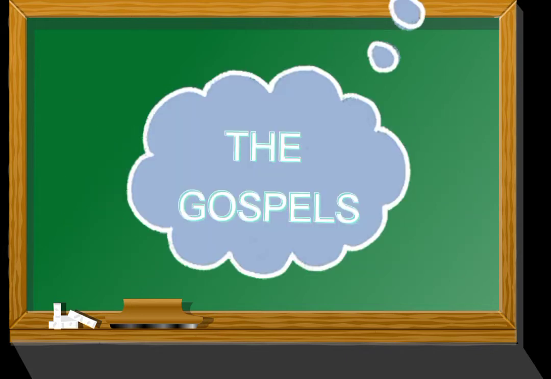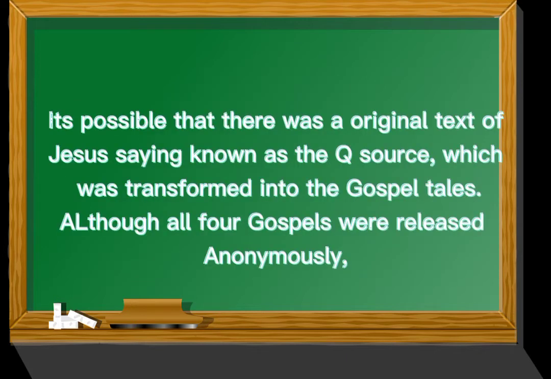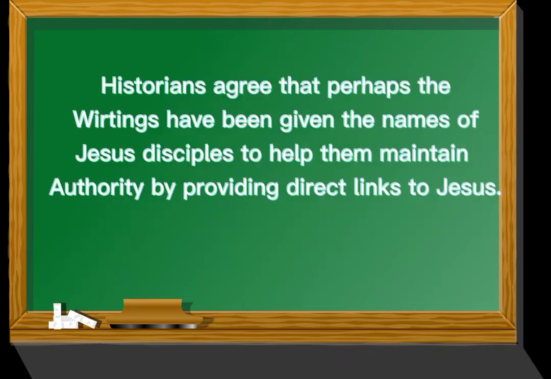The Gospels. It's possible that there was an original text of Jesus' sayings known as the Q source, which was transformed into the Gospel tales, although all 4 Gospels were released anonymously. Historians suggest that perhaps the writings were given the names of Jesus' disciples to help them maintain authority by providing direct links to Jesus.